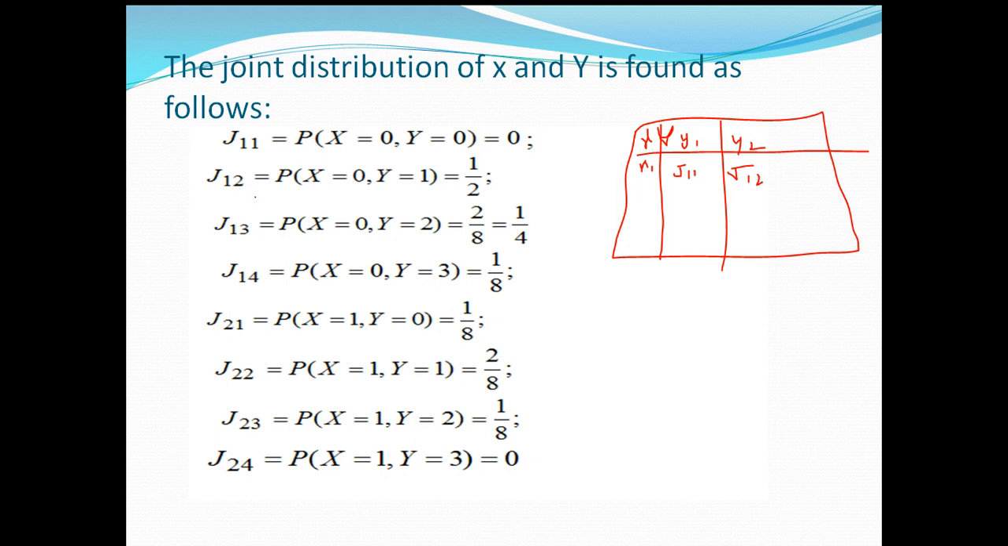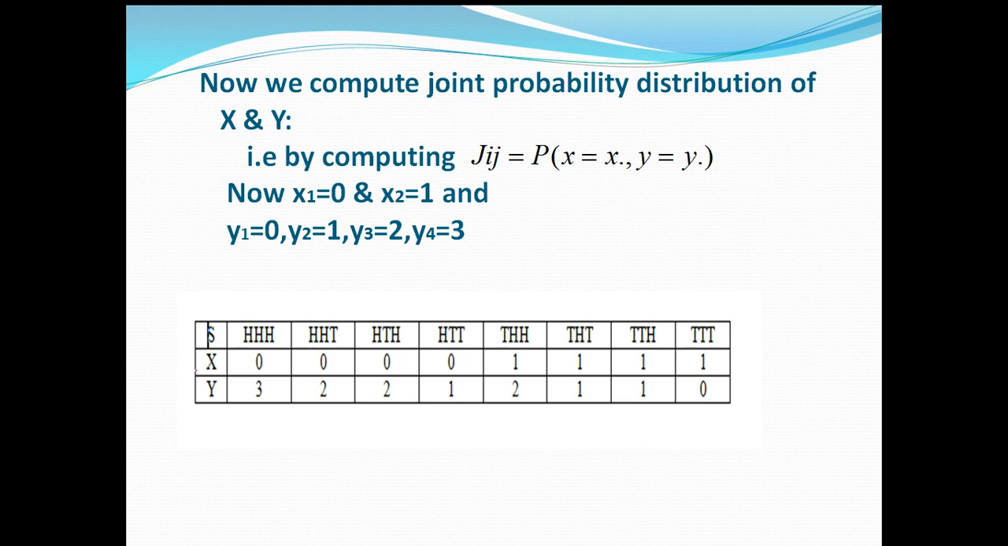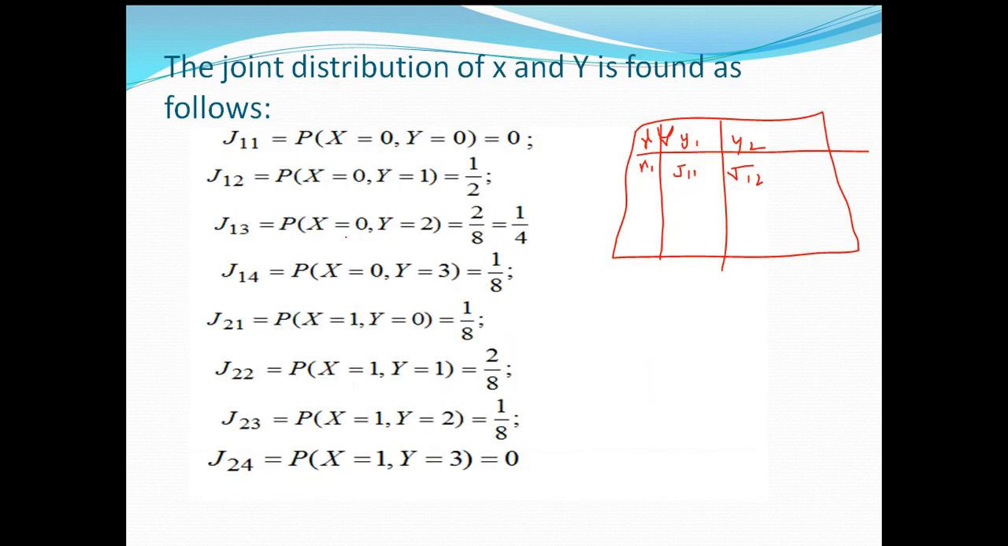Now j12, p of x is equal to 0, y is equal to 1. Let me look at x equal to 0 here and y equal to 1. So this is one possible case: x is equal to 0 and y is equal to 1. So out of this, 1 time out of 8 possibilities. So this is 1 by 8. It must be 1 by 8.